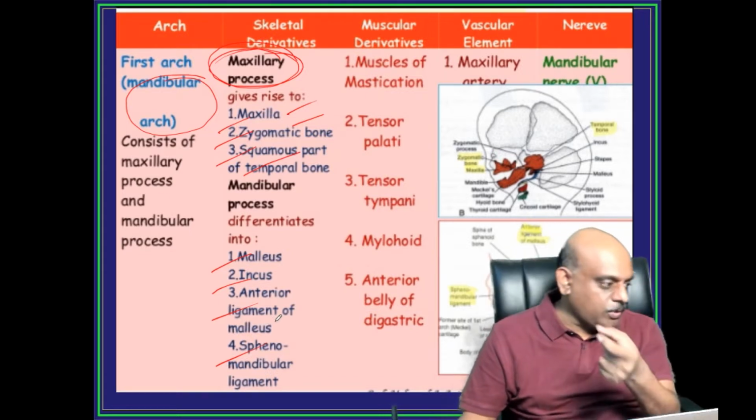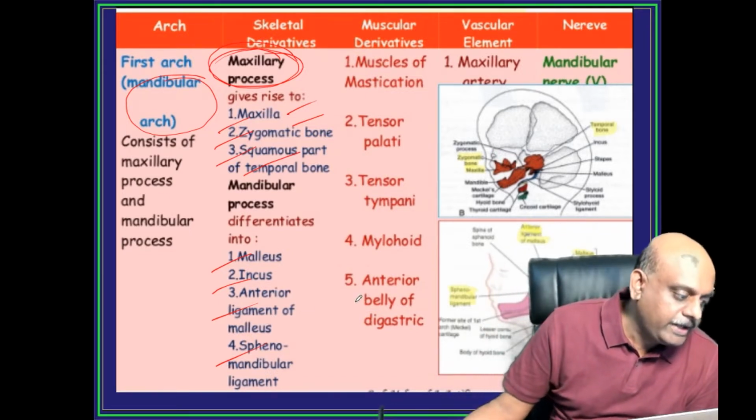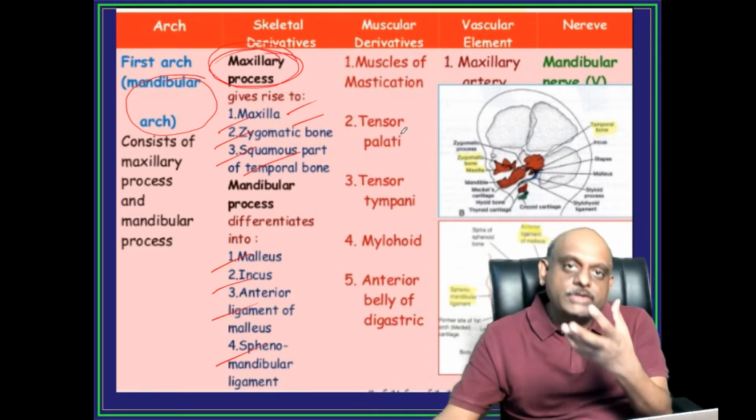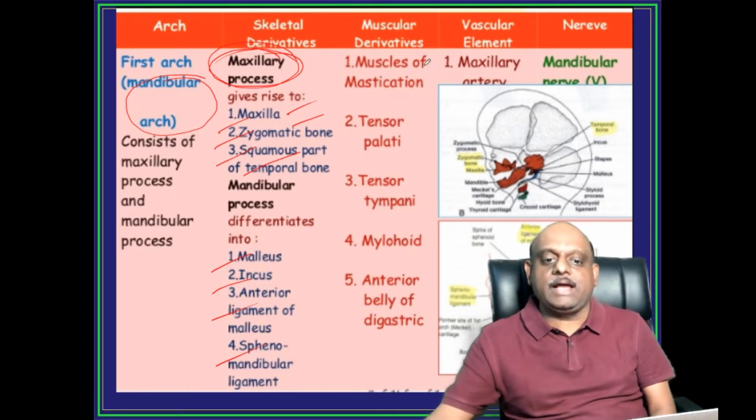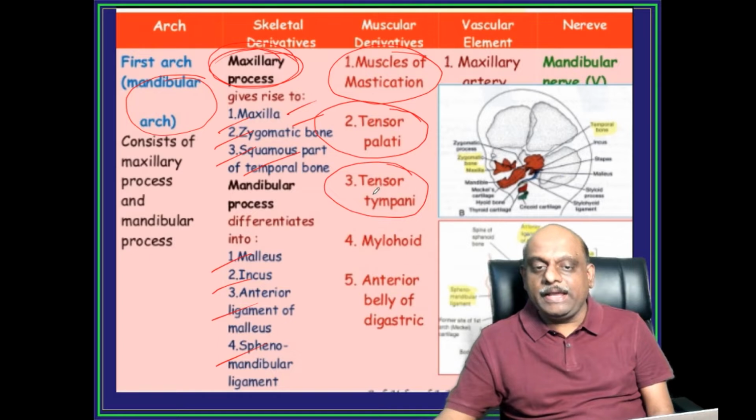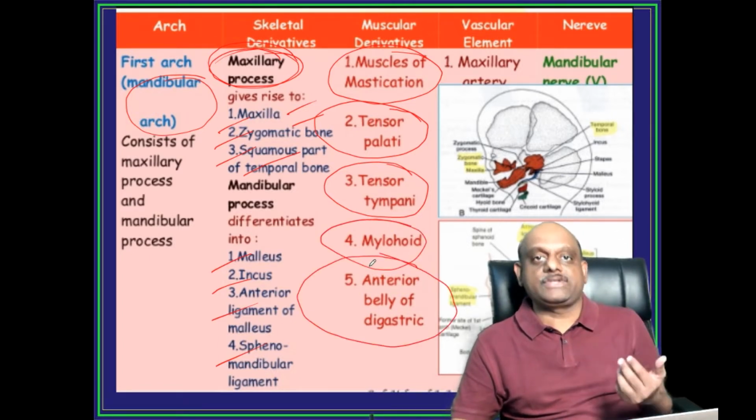So you should have the 200 pages notebook and you need to clearly remember. Now, what are the muscular derivatives of the first pharyngeal arch? The muscles of mastication, tensor palatini, tensor tympani, mylohyoid, and anterior belly of digastric.